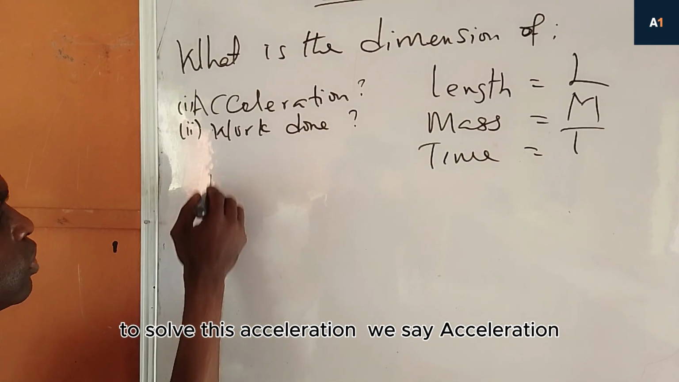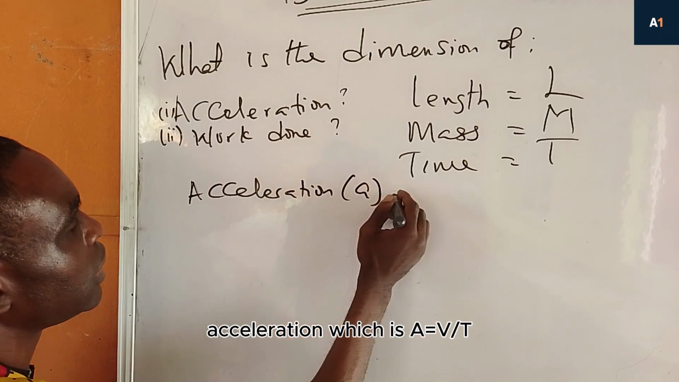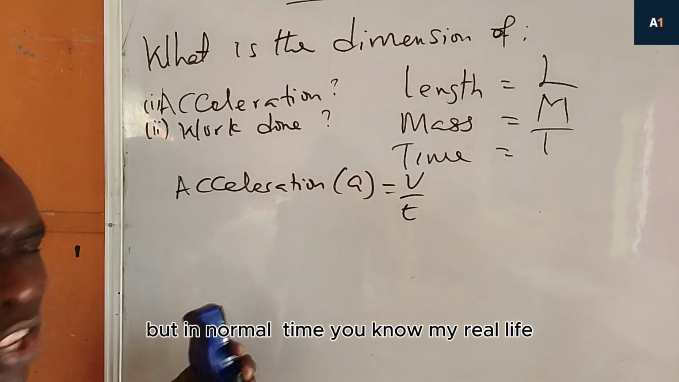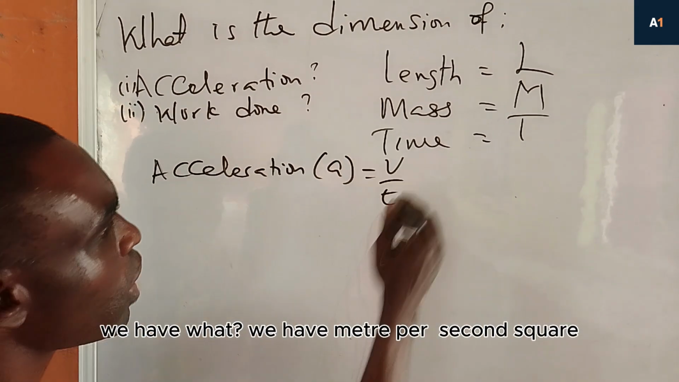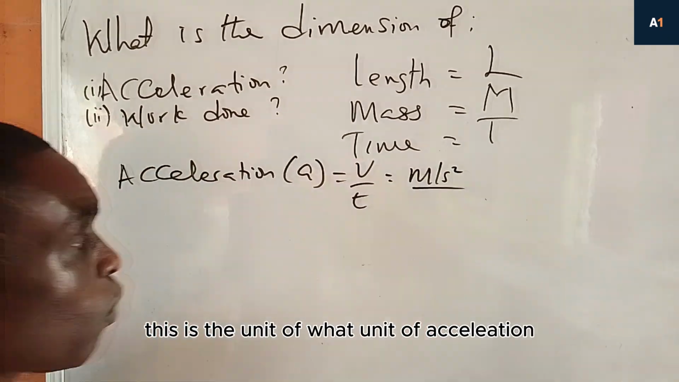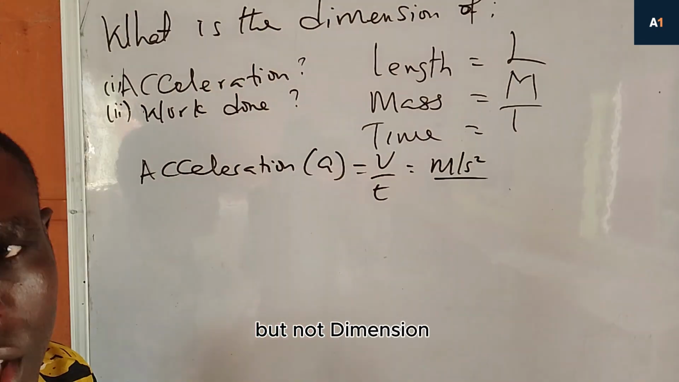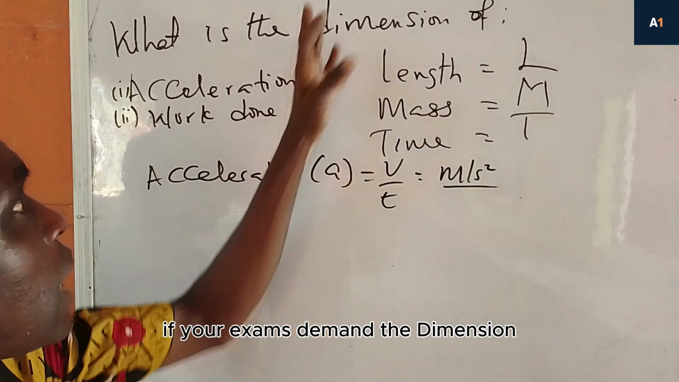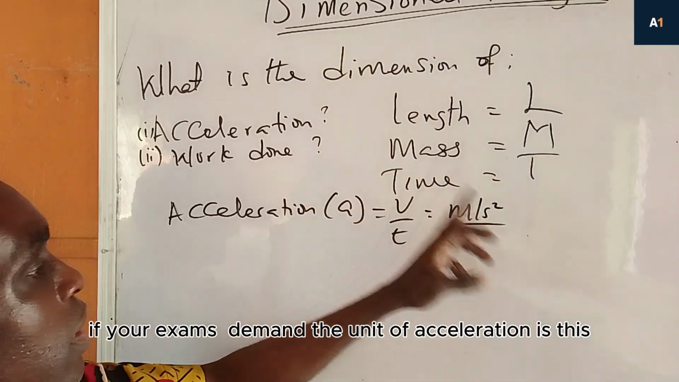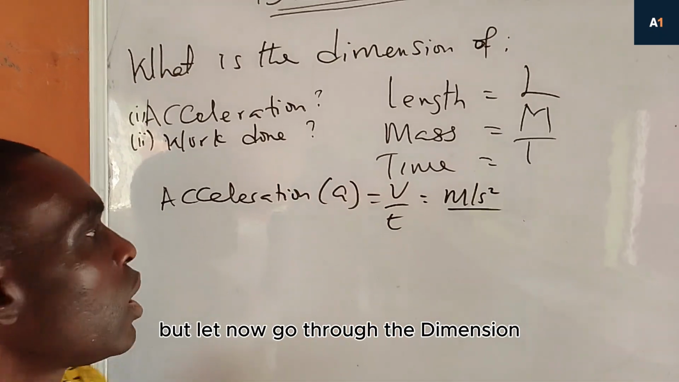But for this, I want to solve acceleration. We say acceleration, which is A, is equal to velocity over time. In real life, we have meter per second square. This is the unit of acceleration, but not the dimension. If your exam demands the dimension, not the unit, then let's now go through the dimension. Now, how do we do it?